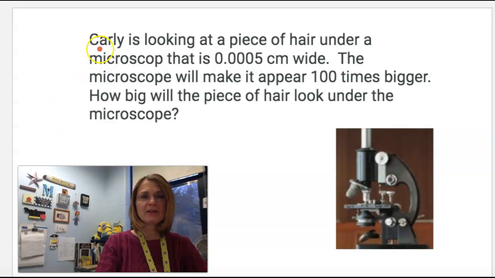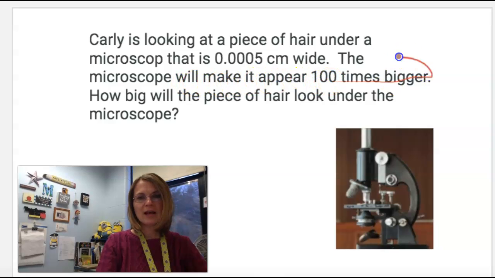We're going to read this one together. Carly is looking at a piece of hair under a microscope that is, now how do we say this number? This is the tenths place, hundredths place, thousandths place, which would make this the 10,000ths place. So it is 5/10,000ths of a centimeter wide. The microscope will make it appear 100 times bigger. How big will the piece of hair look under the microscope?